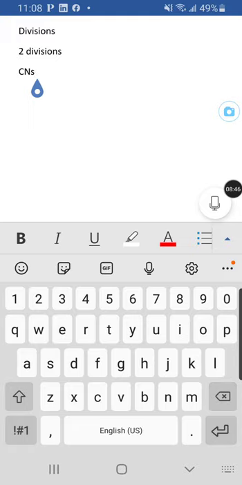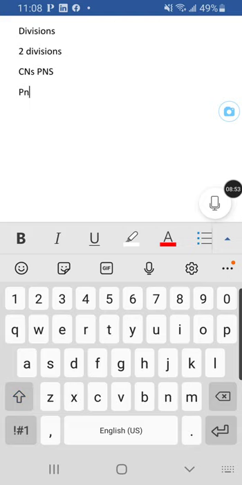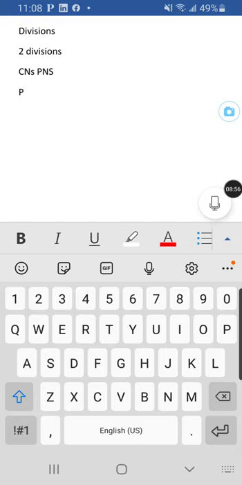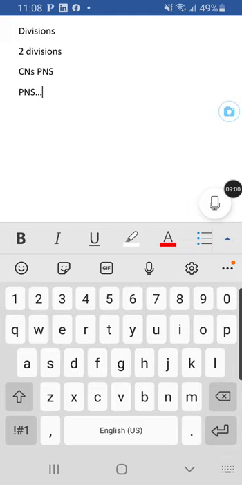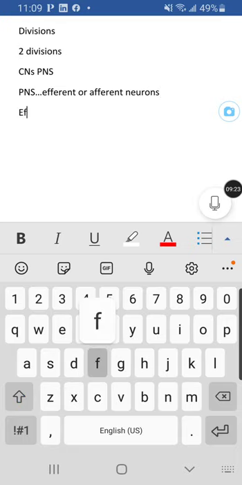The nervous system is divided into two divisions, CNS and PNS, the peripheral nervous system. Here we are discussing the peripheral nervous system, in which we have studied the afferent and efferent neurons. So you can see the efferent ones are those which carry signals from the brain and spinal cord to the peripheral tissues.